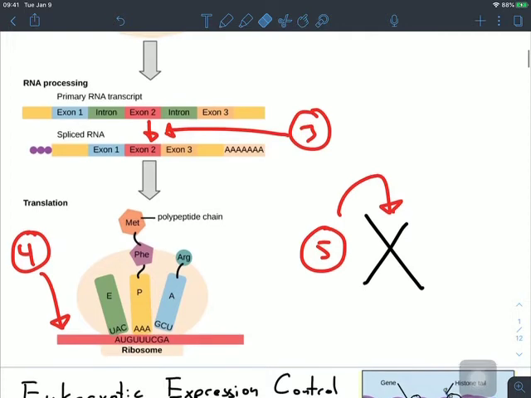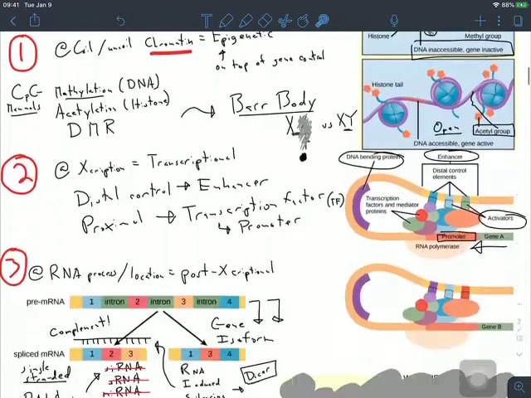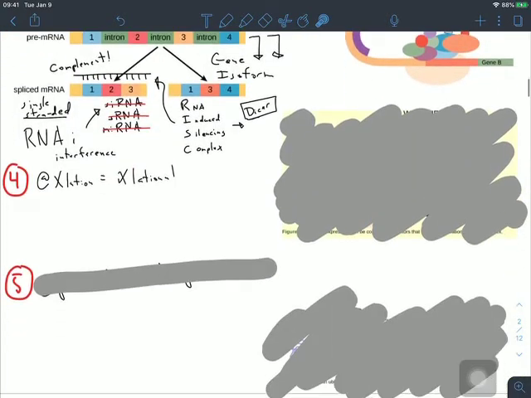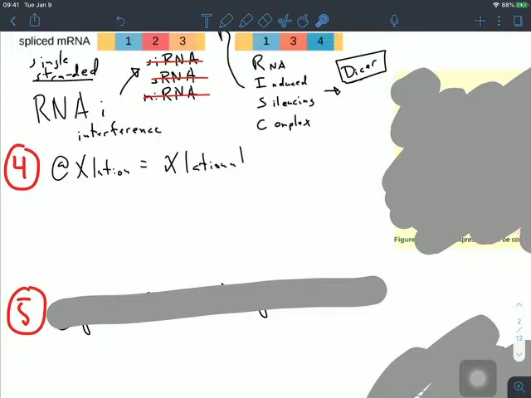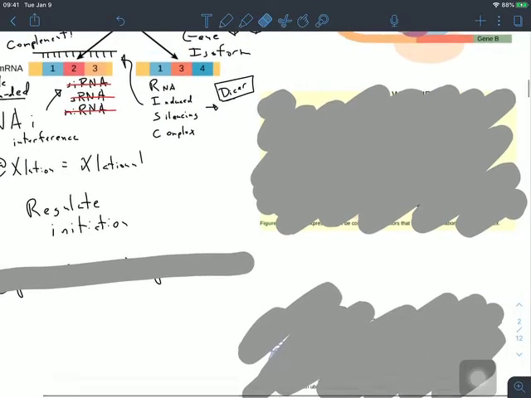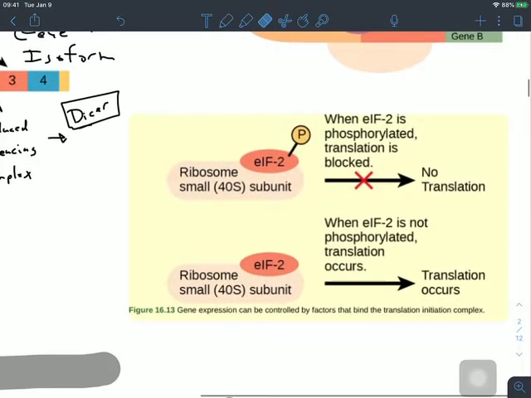From our diagram here, we're talking about the stuff occurring here at step 4, translational control. In translational control, we are essentially going to want to regulate initiation, that initiation part of translation. Now this is done through a series of factors and phosphorylations. So let's go ahead and take a look at this image, figure 16.3 from your textbook.